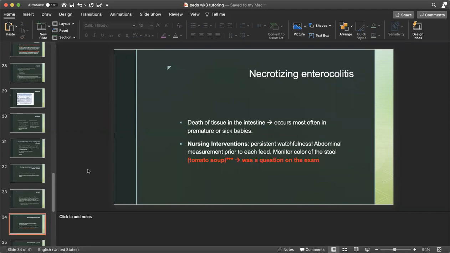So necrotizing enterocolitis. Basically it's just death of tissue in the intestine, which occurs most often in premature or sick babies. So the nursing interventions are, you need to constantly watch them, do abdominal measurements before each feed, and monitor the color of stool.